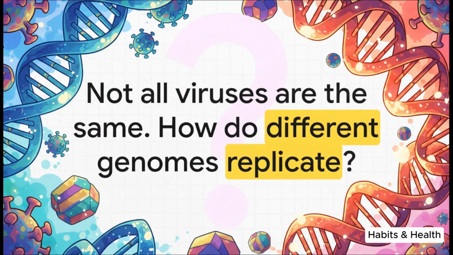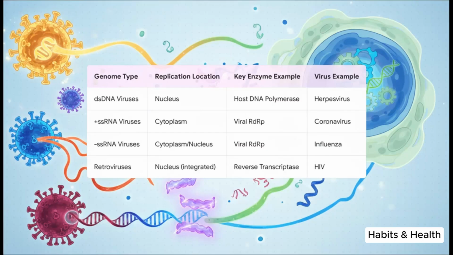But you know, this is where it gets a little more complicated. Viral blueprints come in all sorts of different formats. You've got DNA viruses, RNA viruses, and more. So how does each different type convince the cell to copy its specific kind of instructions? Well, this table lays out the different strategies perfectly.